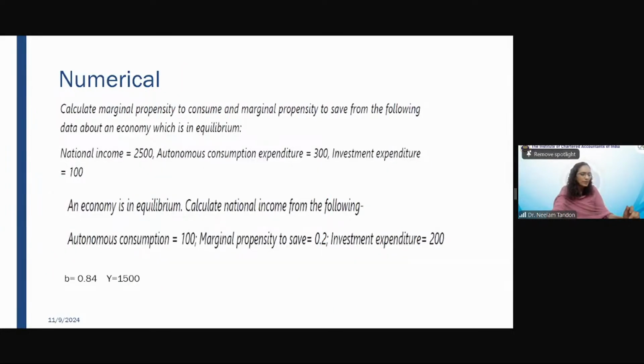Now, I suppose some questions are given to you. So how will you address these questions? The question given to you is to calculate marginal propensity to consume and marginal propensity to save. They have given you national income. National income is how much? 2,500. Autonomous consumption expenditure is 300 and investment expenditure is 100. So you know that Y is equal to C plus I. Okay, C you know is equal to A plus bY.